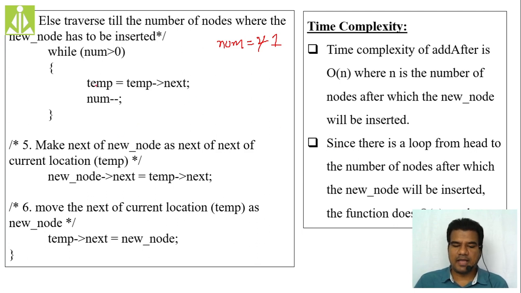So next step, again decrement the num value. So num value will become 0 now. 0 is greater than 0? Condition becomes false. So the control will come to this point and read the fifth step in our algorithm. Okay, make next of new node.